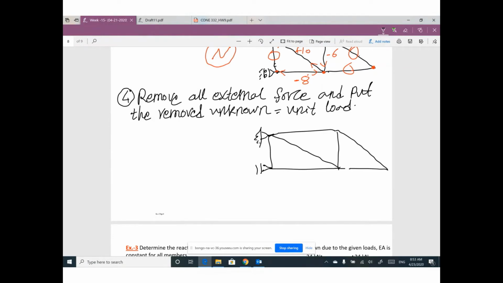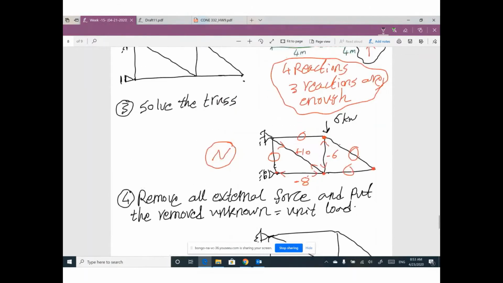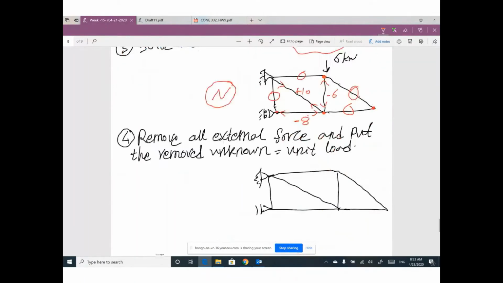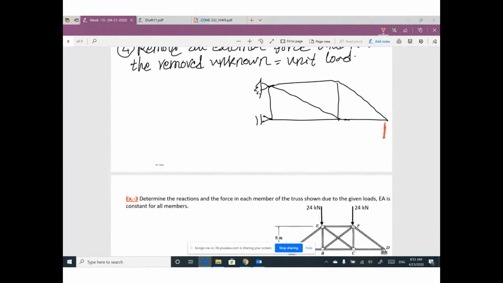Can you remind me what was the extra unknown that you removed? You remember it? Yeah, I remember. I removed this reaction. Please put this reaction equal to unit, 1 kilonewton. And solve your truss one more time. I think this one will be compression. I think it will be 1 divided by 6, equal to 1.67.